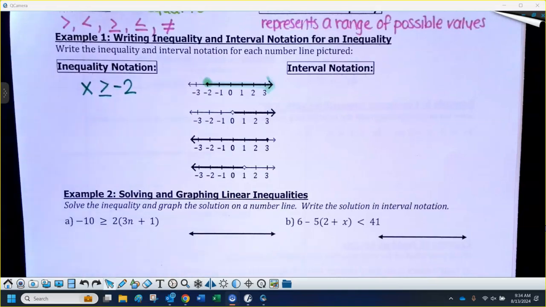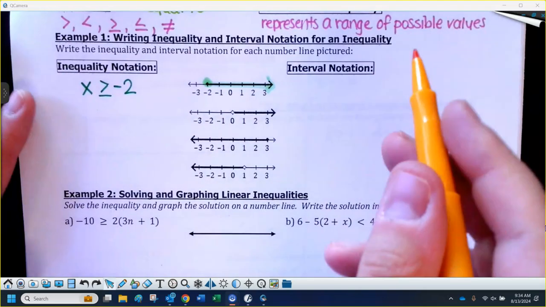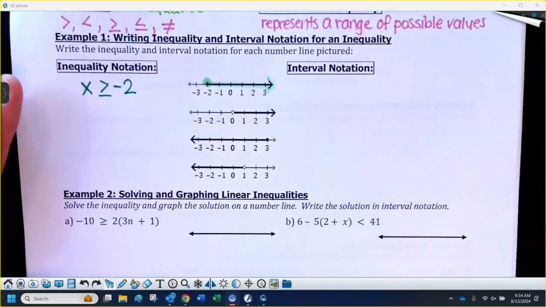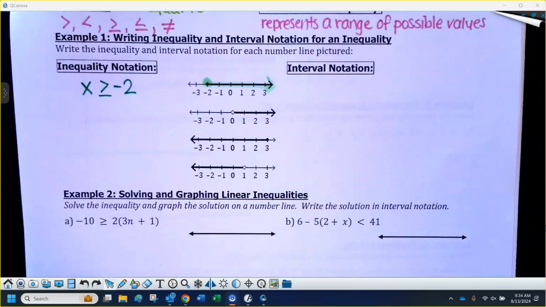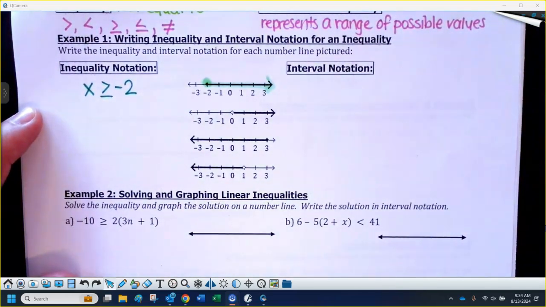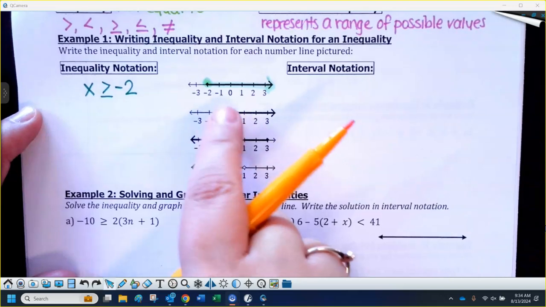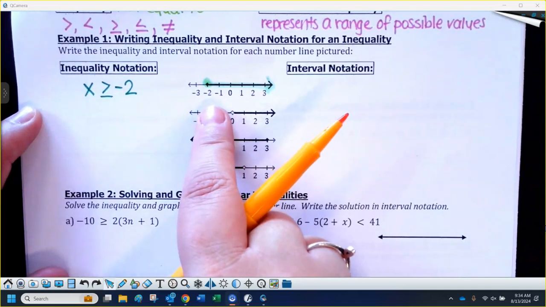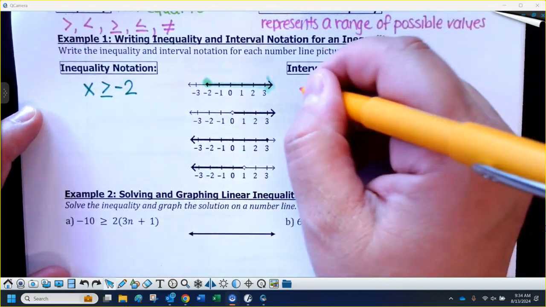Now I don't know if you will know this or not, so I'm going to show this to you. You may have seen interval notation, but probably not. The way interval notation works, you're just going to have two values in a set of grouping symbols, either a bracket or a parenthesis. We're going to talk about that in a second. But you want to start with the smallest possible value on the graph, and end with the largest possible value on the graph. So what is the smallest possible value on this graph? -2. So you're going to start with -2.